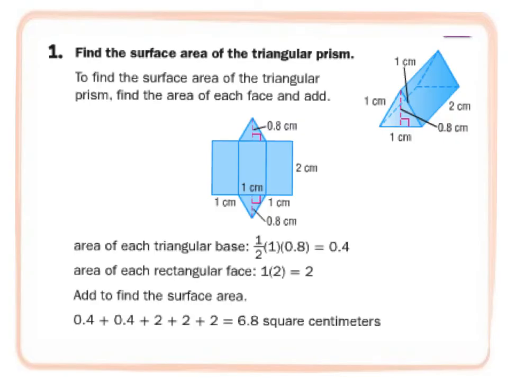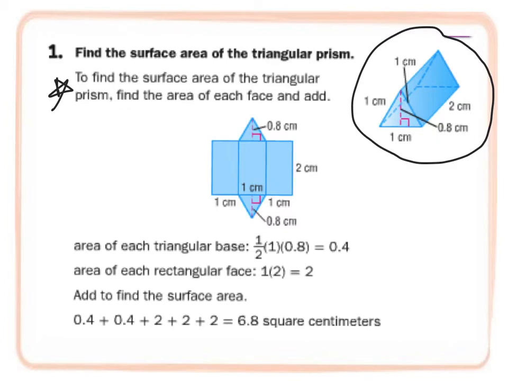Okay, here's a sample problem that they have already solved for us, but I'm going to just walk us through it. Find the surface area of the triangular prism. To find the surface area, you need to find the area of each face and then add them all up. There's a lot of numbers over here, but you just need to break it apart and it will be super easy, I promise.